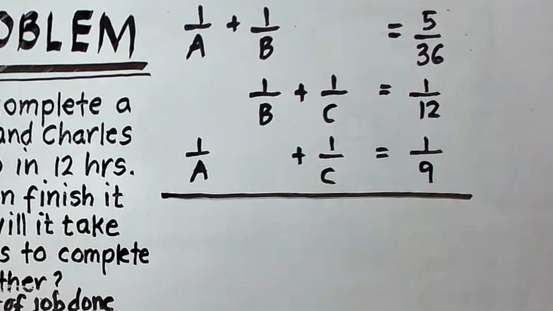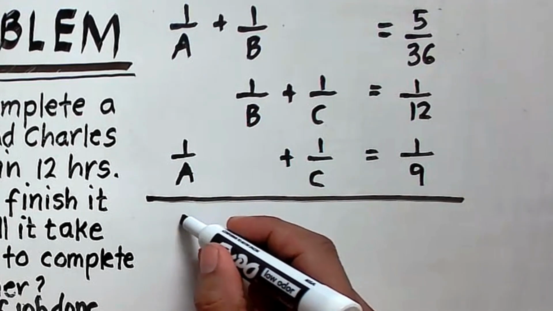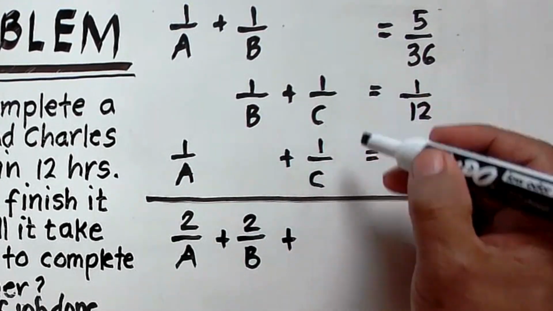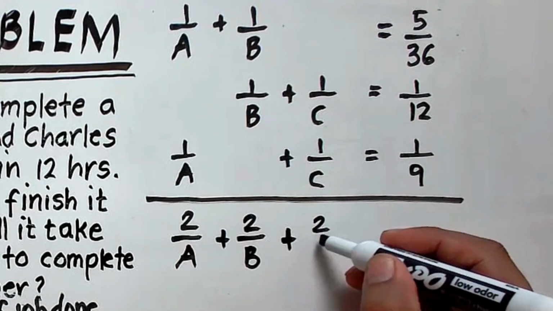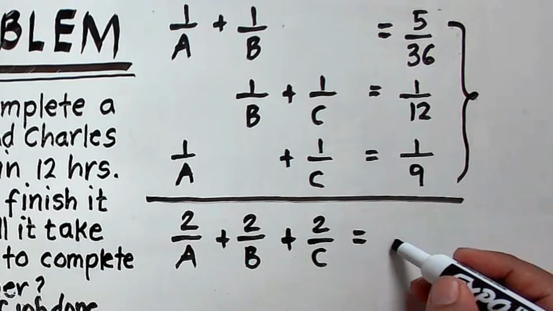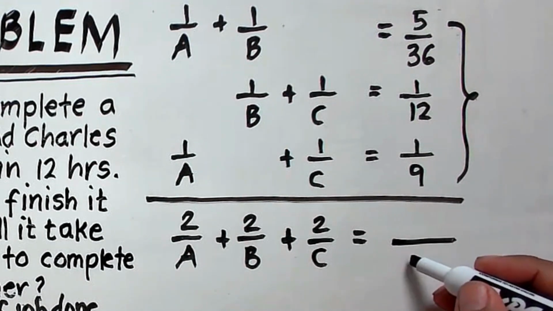We have here 3 equations in 3 unknowns. This is solvable. So 1 over A plus 1 over A is 2 over A. 1 over B plus 1 over B is 2 over B. 1 over C plus 1 over C is 2 over C. And this is equal to the sum of these 3 fractions. So the lowest common denominator is 36.